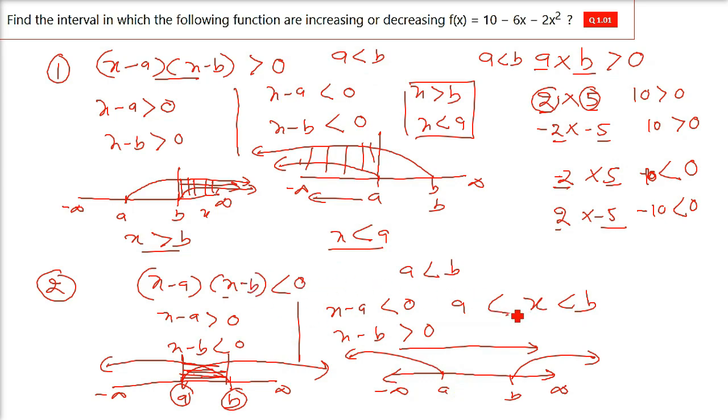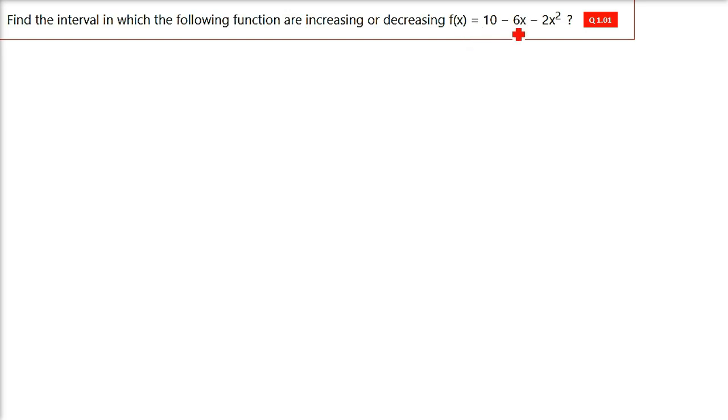Alright. So x should be between a and b if (x minus a) into (x minus b) is less than 0, and if (x minus a) into (x minus b) is greater than 0, x is greater than b or x is less than a. Now we have f(x) is equal to 10 minus 6x minus 2x square.